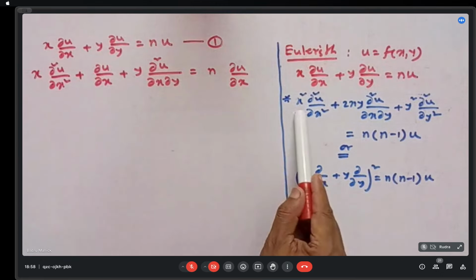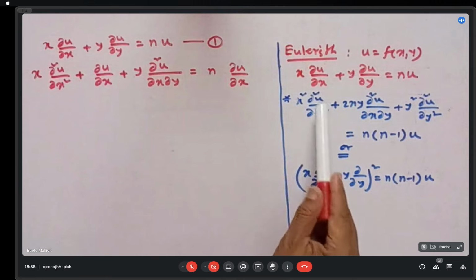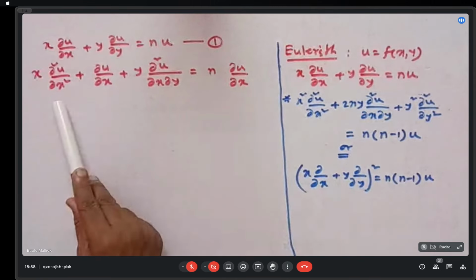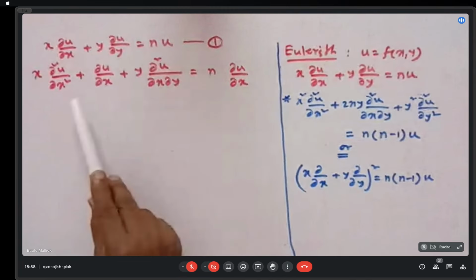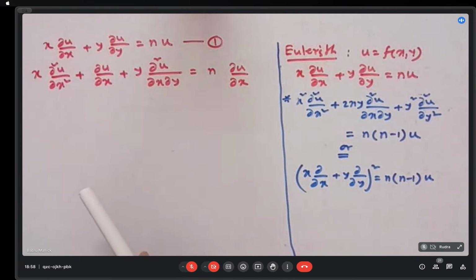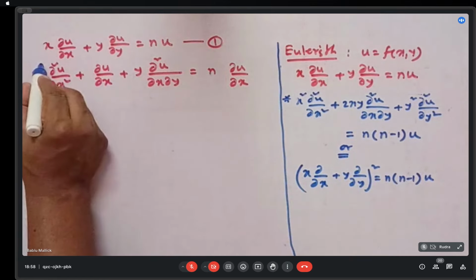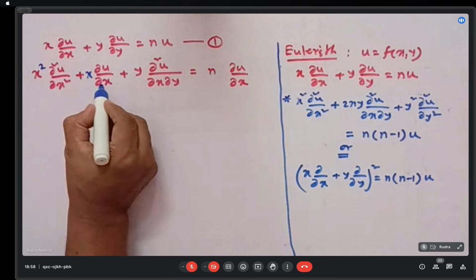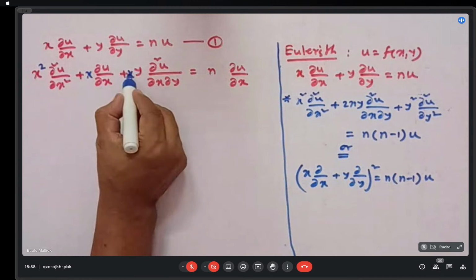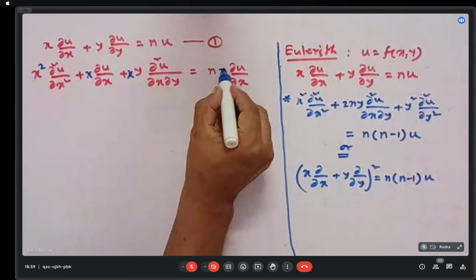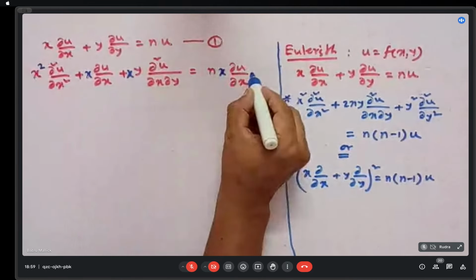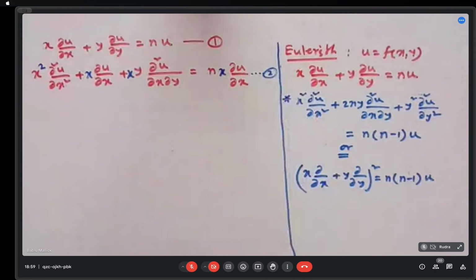Since I need x square here, x square into del 2u del x2, I shall multiply this by x. Multiplying by x we get x square into del 2u del x2 plus x into del u del x plus xy into del 2u del x del y is equal to n into x into del u del x. This is number 2.